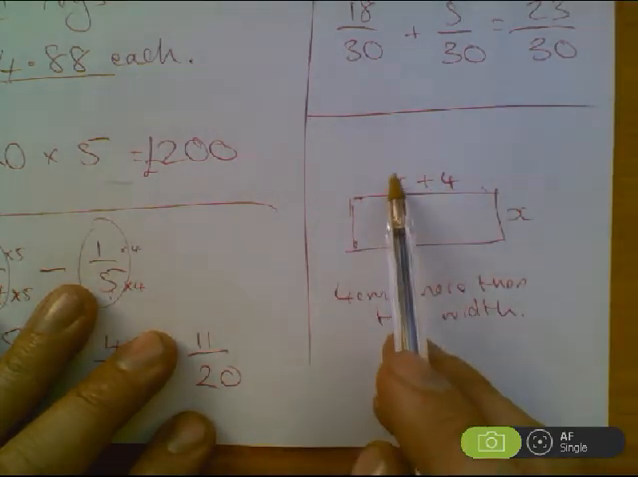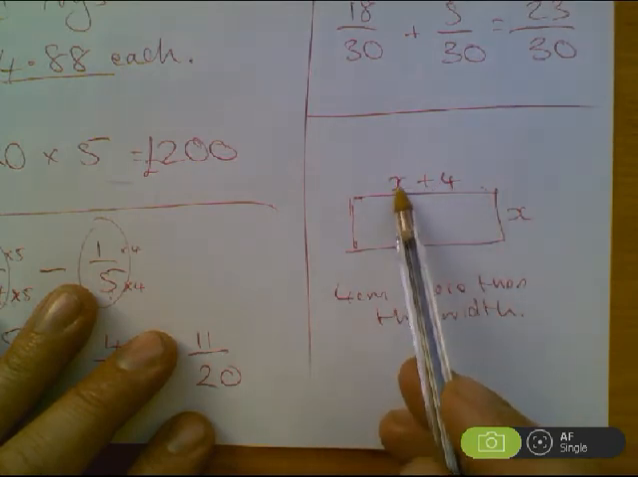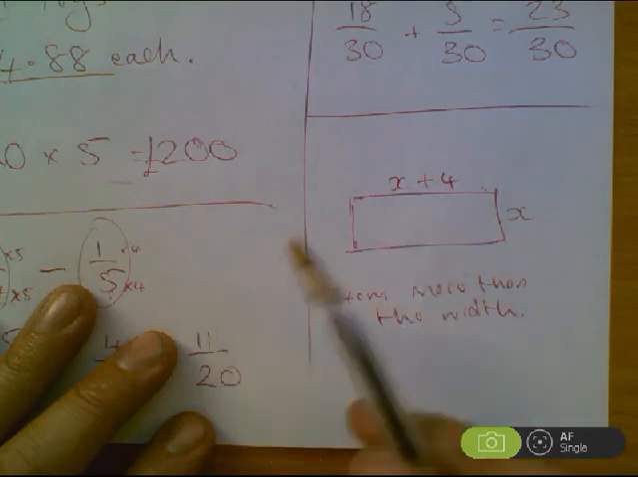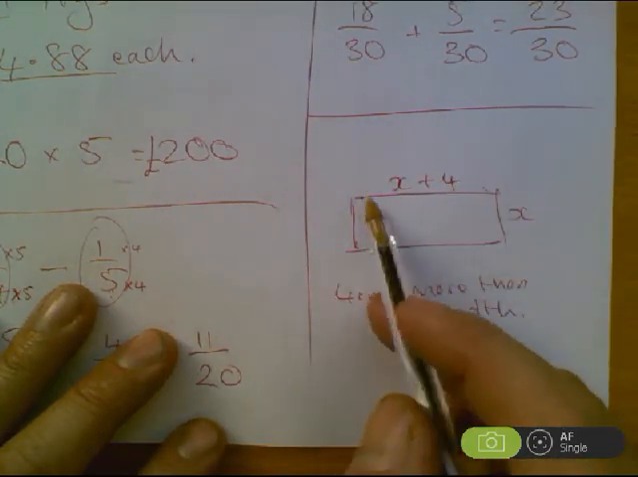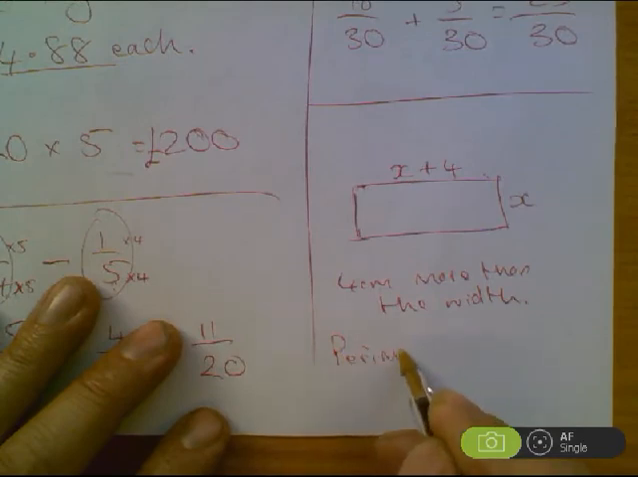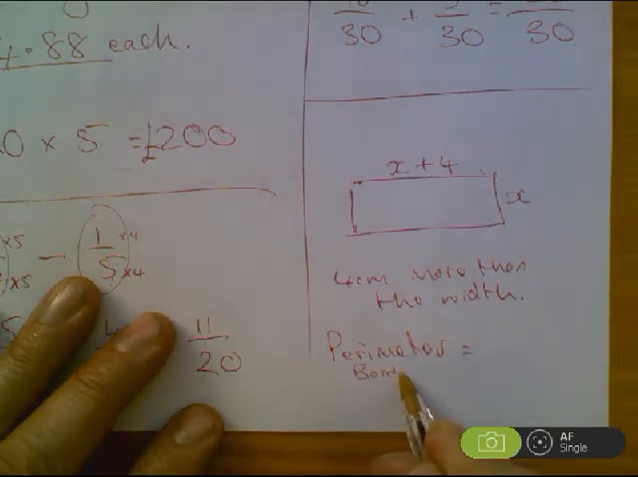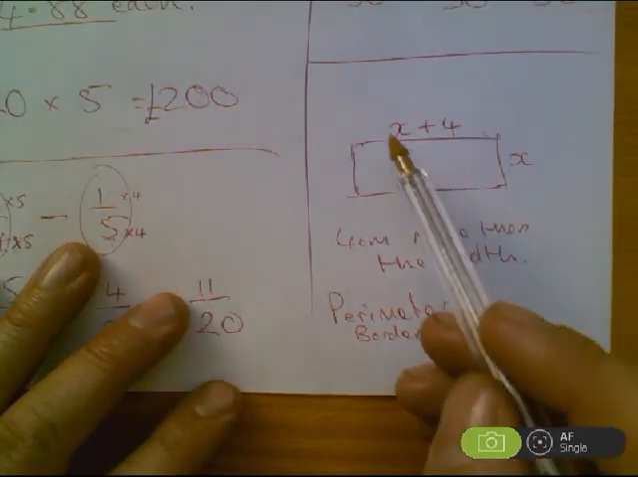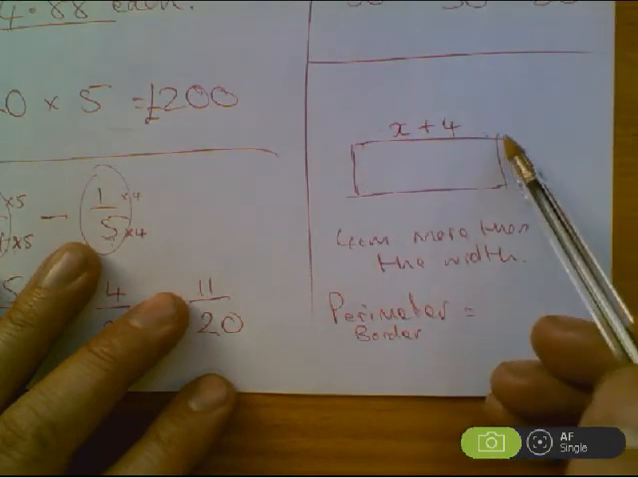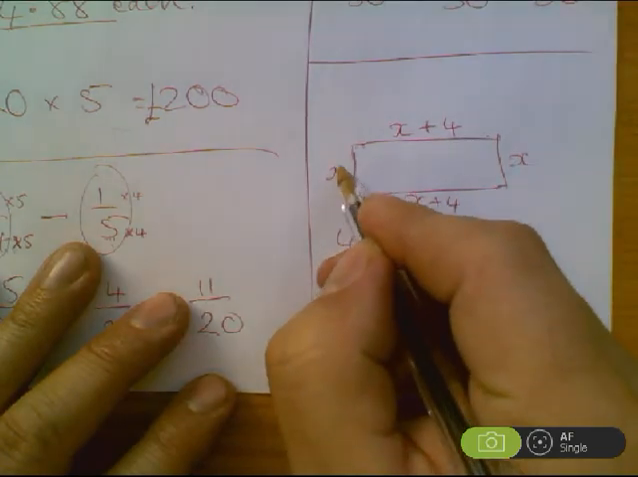I could have, of course, put 4 plus x, which would give me the same answer, which is to say 4 plus whatever the width is. Okay, so I've got an expression now for the length, and I'll now need, probably or possibly in an exam, to write down an expression for the perimeter. Now, the perimeter is the border of a shape, so it's all the way around. So the perimeter of this shape will be x plus 4 along the top, x down that side, x plus 4 along the bottom, and x up the side.